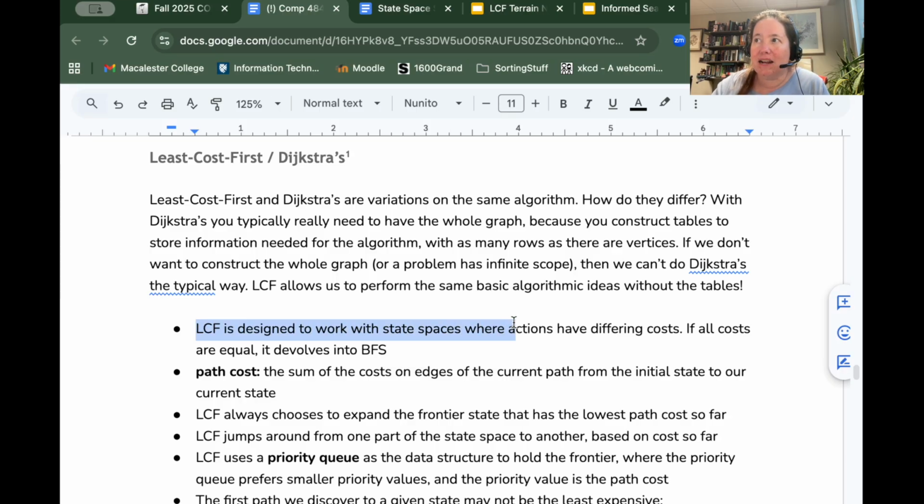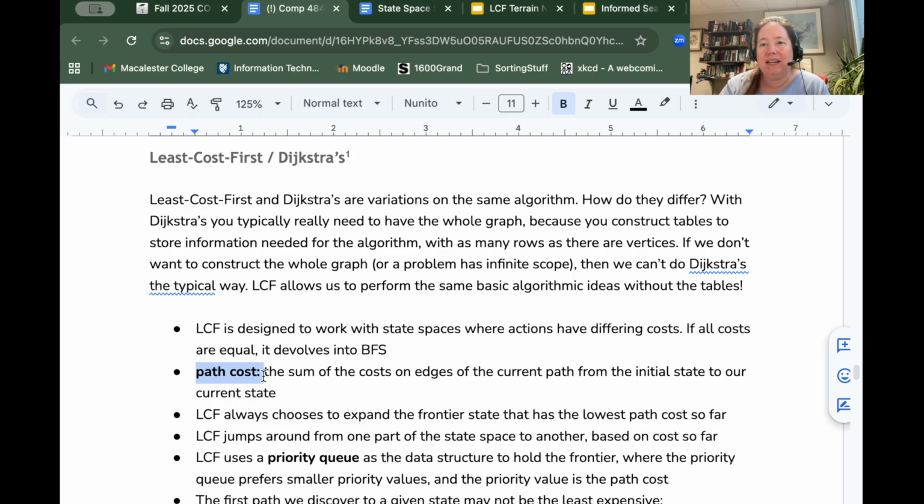So it's designed to work for state spaces where actions have different costs. If you give it a state space where all actions have the same cost, it behaves like breadth first search. That's what it devolves into if you don't have a difference in cost. This introduces a new concept that we need to pay attention to: path cost. So before, we just counted how many steps there were in the path, and that was how we could tell what the best solution was.